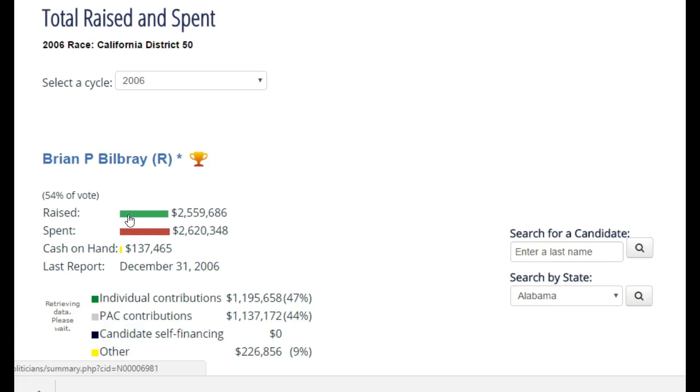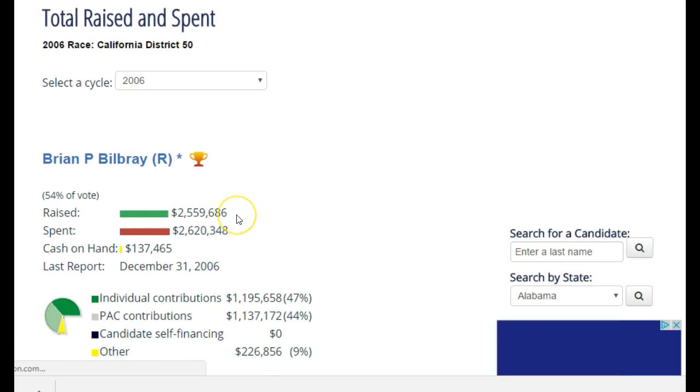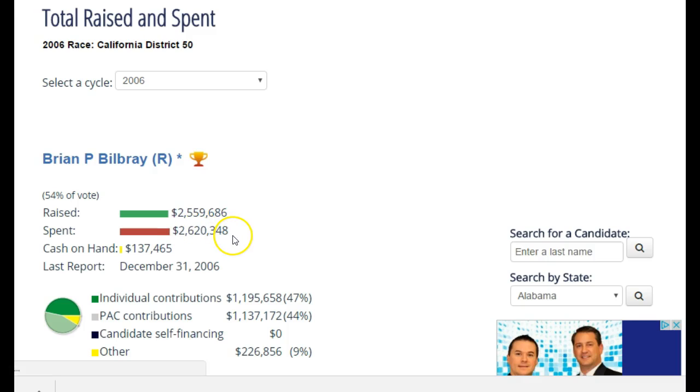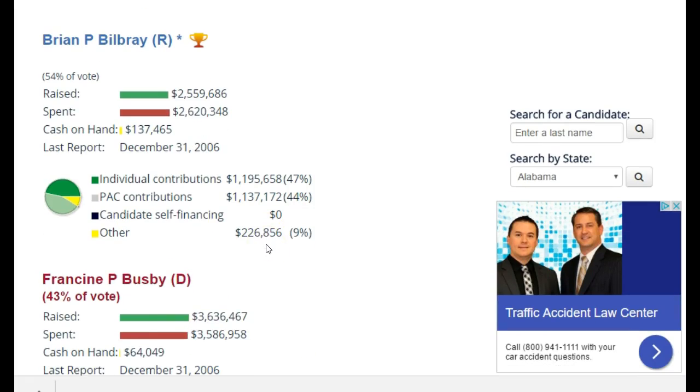And Brian Bilbray in that race raised a lot of money, $2.5 million. And he spent more than that, so that means he came into the race with some on hand and went through part of his campaign war chest. He was himself an incumbent, but only for a very short period. He had taken over the seat from somebody who was in jail for taking bribes. So he didn't have a whole lot of time to build name recognition or credit claiming. He raised 44% of his money from PACs, so even though he was a very short-term incumbent, very typical in terms of the amount he raised from PACs.